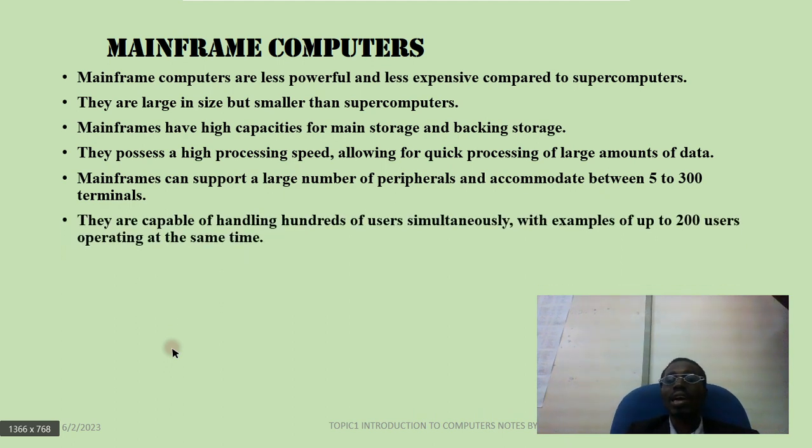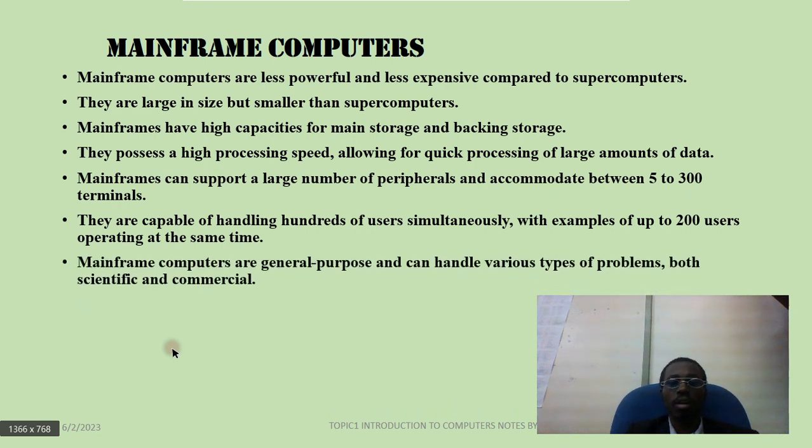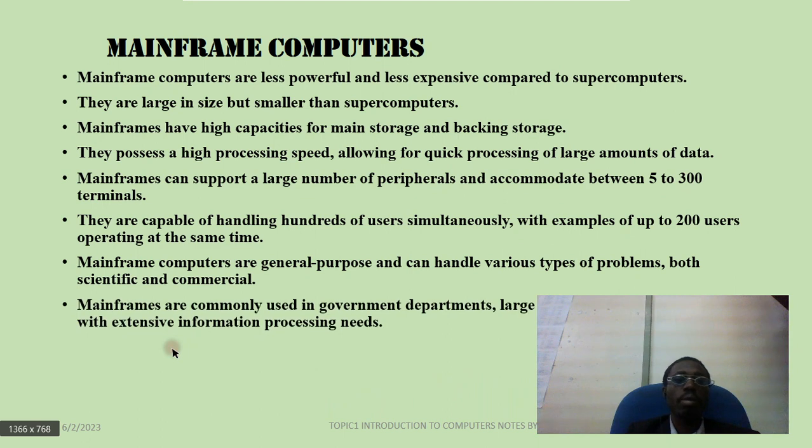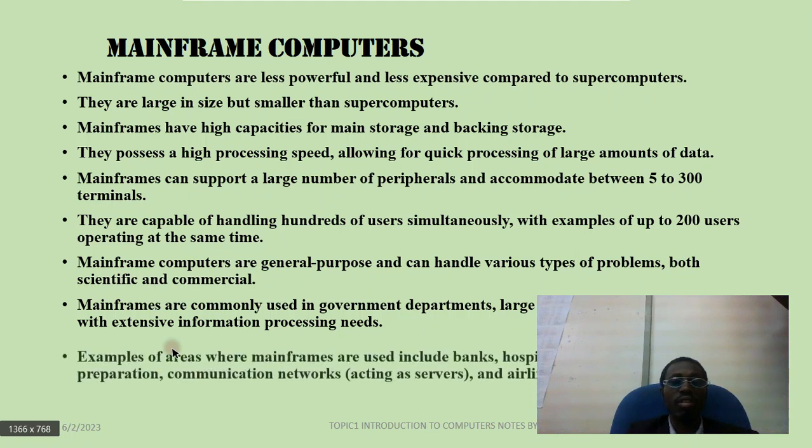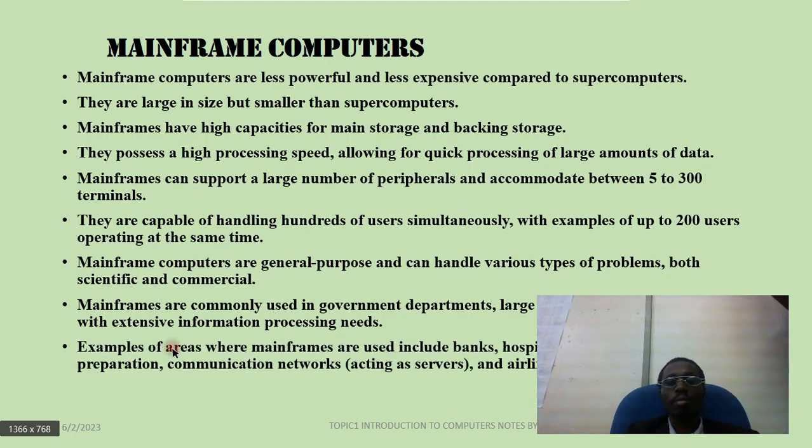They are capable of handling hundreds of users simultaneously, with examples of up to 200 users operating at the same time. Mainframe computers are general purpose and can handle various types of problems, both scientific and commercial. Mainframes are commonly used in government departments, large organizations, and companies with extensive information processing needs. Examples of areas where these mainframe computers are used include the banking sectors, hospitals for billing, and payrolls. We also have communication networks, that includes acting as servers, and also the airline reservation systems.